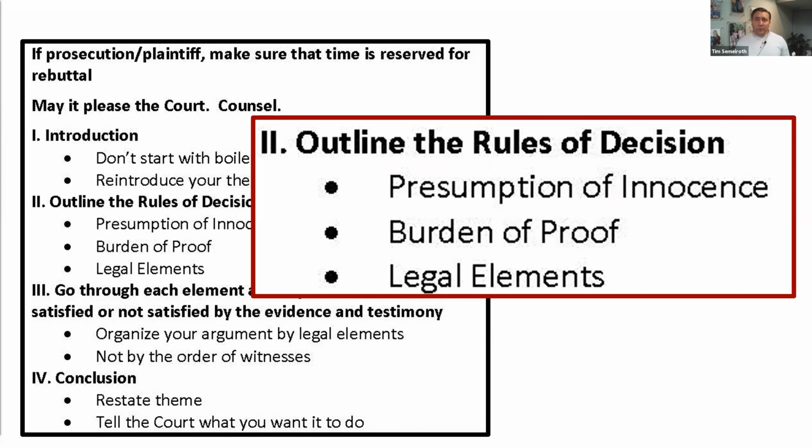So as Your Honor knows, this is a case where the plaintiff is claiming that the defendant was negligent. Because of that claim, we proved our case to you today by the preponderance of the evidence, the greater weight of the evidence. And let's talk about how we did that. So that's an example of section number 2, outlining the rules of decision.